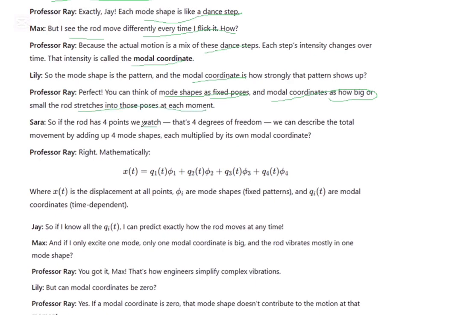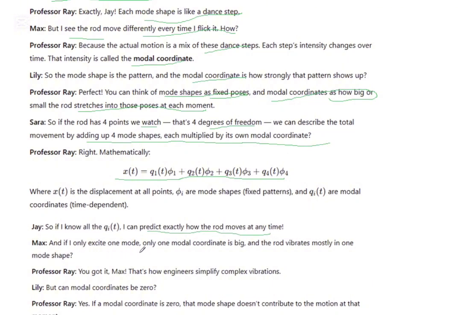So if the rod has 4 points we watch, that's 4 degrees of freedom. We can describe the total movement by adding all 4 mode shapes, each multiplied by its own modal coordinate. So x of t is the sum of modal coordinates multiplied by mode shapes. Here x of t is the displacement at all points, phi is the mode shapes, and q of t is the modal coordinates, which are time dependent. Mode shapes are fixed patterns. So if I know all the qi of t, I can predict exactly how the rod moves at any time.